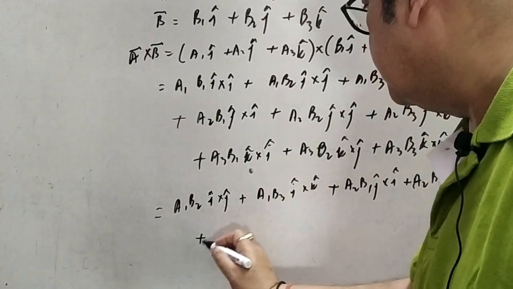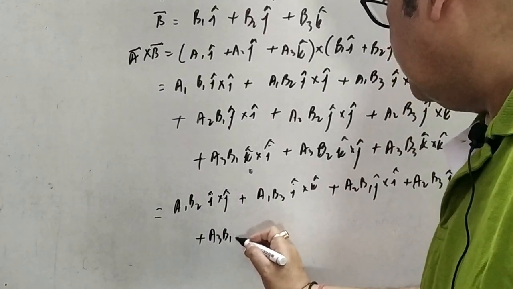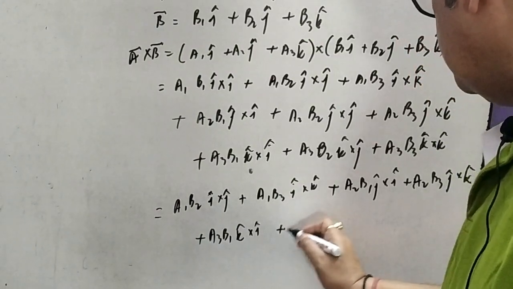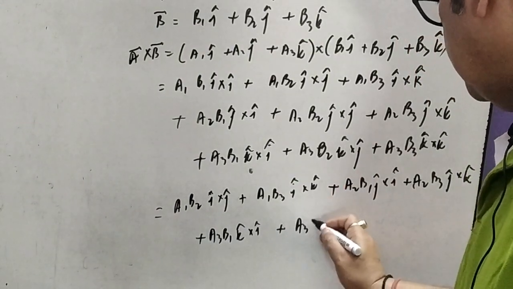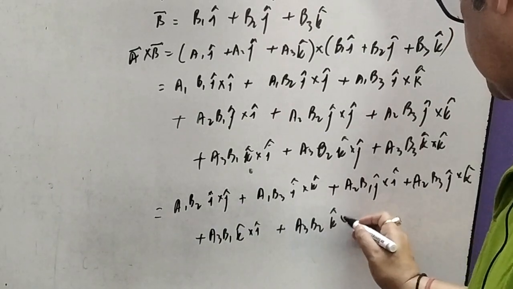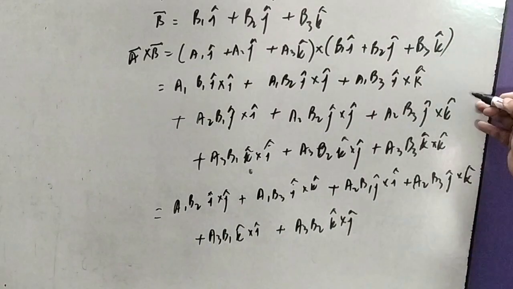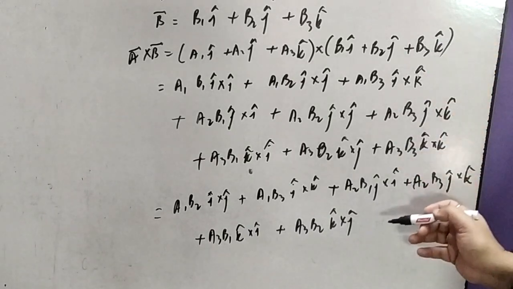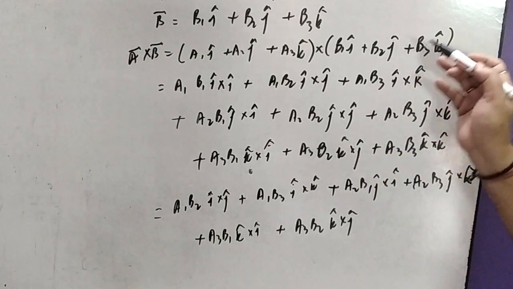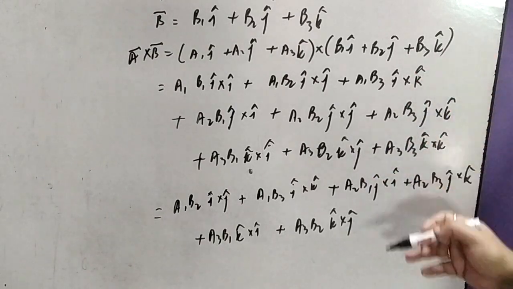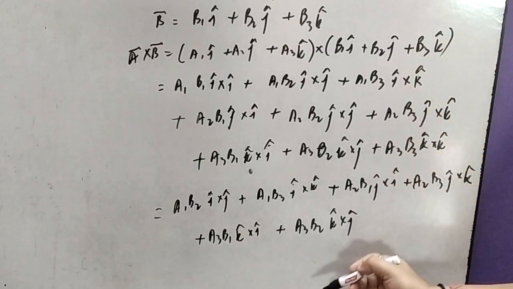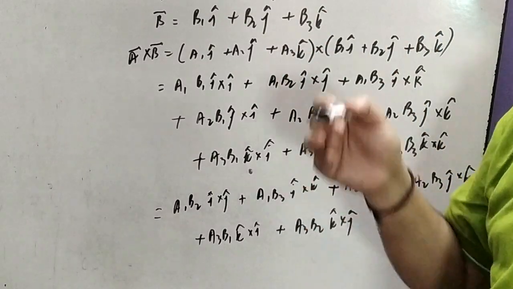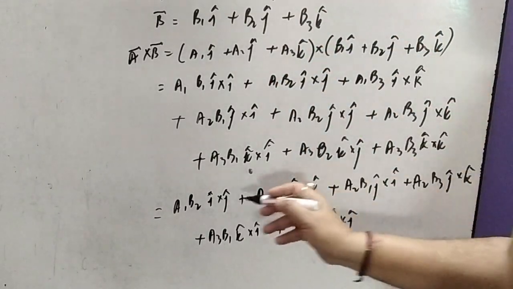Then this one A3 B1 k cross i, then A3 B2 k cross j. We have seen that from this step to this step, we have in fact reduced from 9 terms to 6 terms. 9 से 6 टर्म में बदल गया. क्यों? आई वाला कट गया, जे वाला कट गया और के वाला कट गया, तो ये वाला बचे.